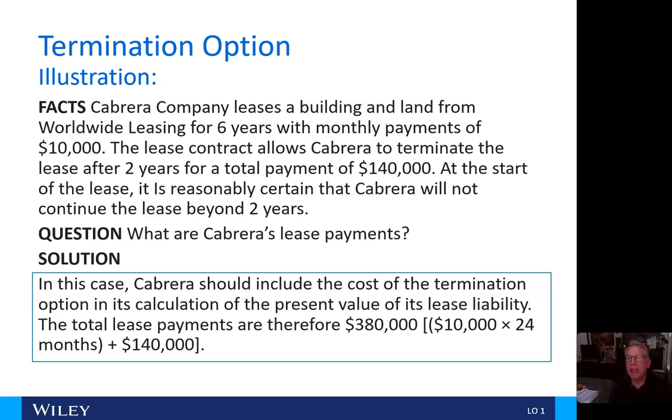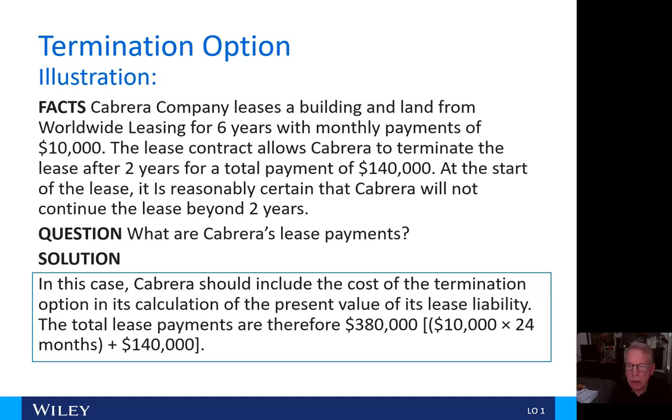When we left off, we were looking at the termination option, and here, with an illustration, Cabrera Company leases a building and land from Worldwide Leasing for 6 years with monthly payments of $10,000. The lease contract allows Cabrera to terminate the lease after 2 years for a total payment of $140,000. At the start of the lease, it is reasonably certain that Cabrera will not continue to lease beyond 2 years. What are Cabrera's lease payments?